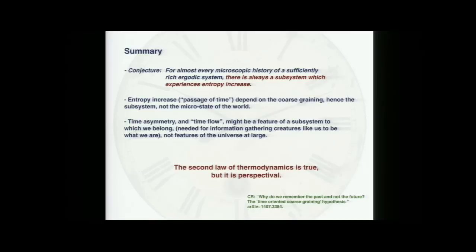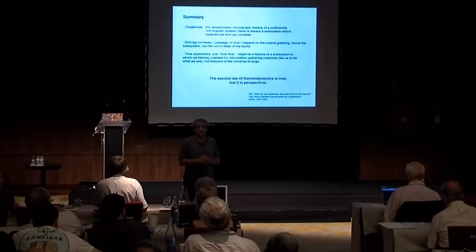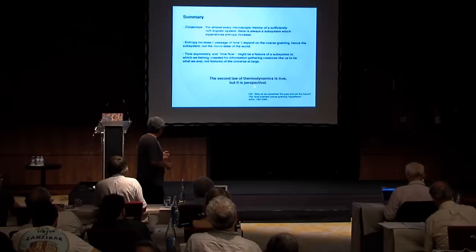So the slogan, the one-line summary, is that the second law of thermodynamics is of course true. As many physicists said, whoever questions the second law of thermodynamics should not be taken seriously. But it might be perspectival. It might not be true for the world as a whole, independently of the splitting in subsystems, but it might be true with respect to the splitting in subsystems for some subsystems. This is the paper where I've put some of these ideas. Thank you.